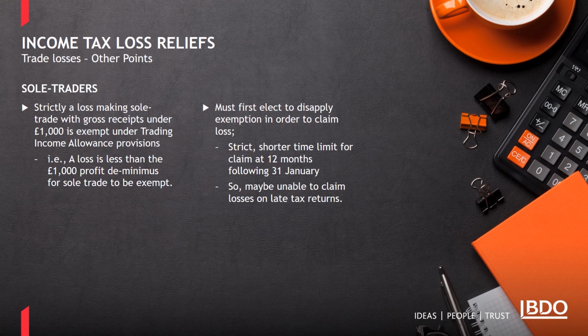That said, the individual can elect for the allowance not to be given and instead make a claim for the full expenditure incurred, which they would clearly wish to do if the business is in a loss-making position. The point to be aware of is that the election to disapply the trading allowance must be made first in order that the loss claim can then be made. As noted on the slide, the strict due date for the election is no later than the first anniversary of the 31st of January following the tax year in question, which is a shorter timescale than the 4-year time limit to claim trading losses. That said, HMRC have indicated in their manuals that they would accept a late election that falls within the 4-year time limit for making loss claims.